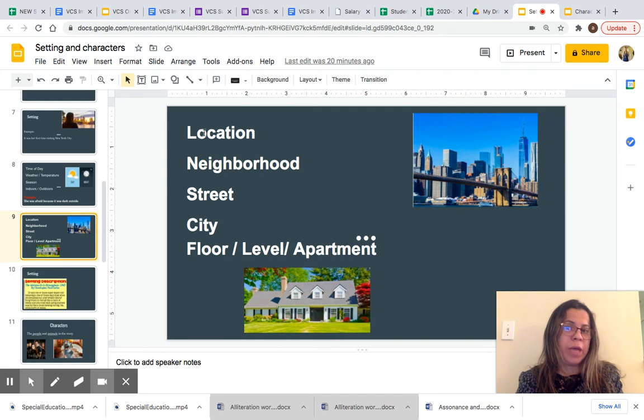Setting can be a location, neighborhood, streets, a city, floor, an apartment. An example here, as you can see in this picture, is New York City. It is a city. It is an example of setting. And also, this house is an example of setting.